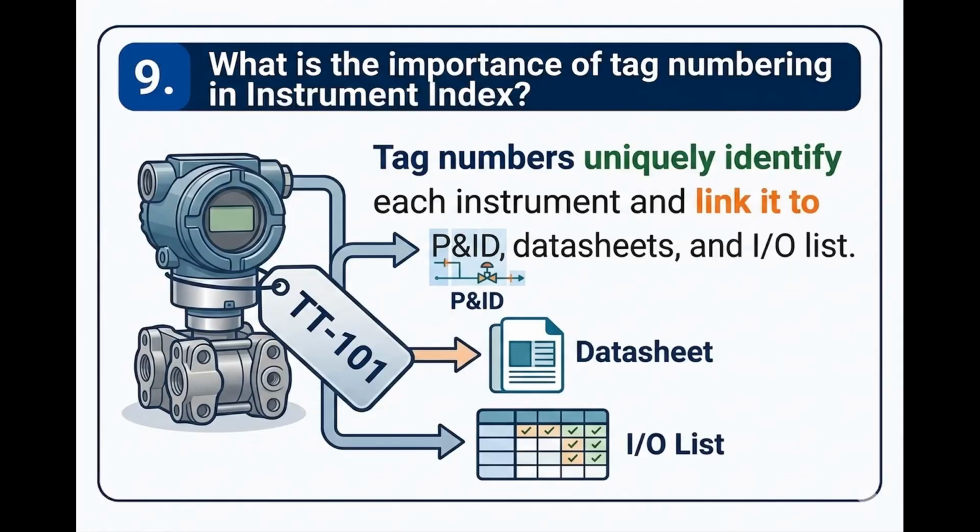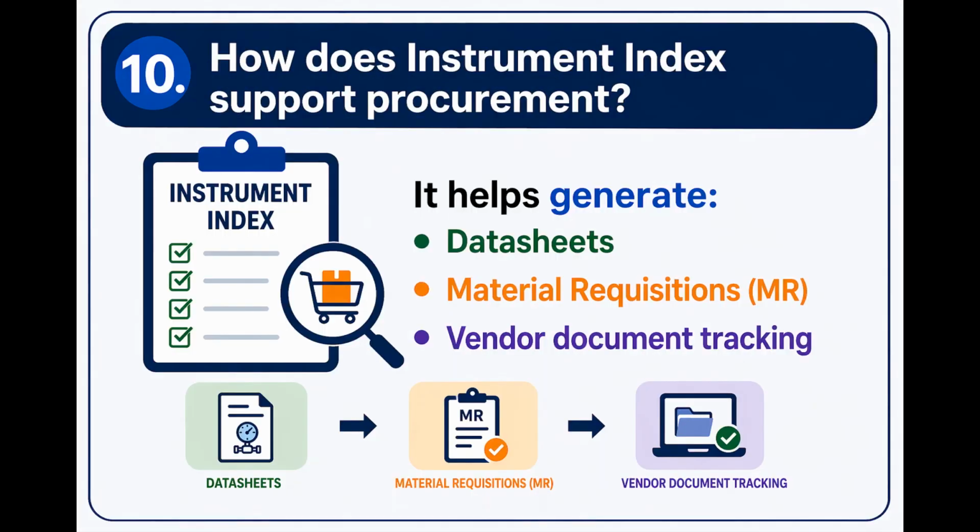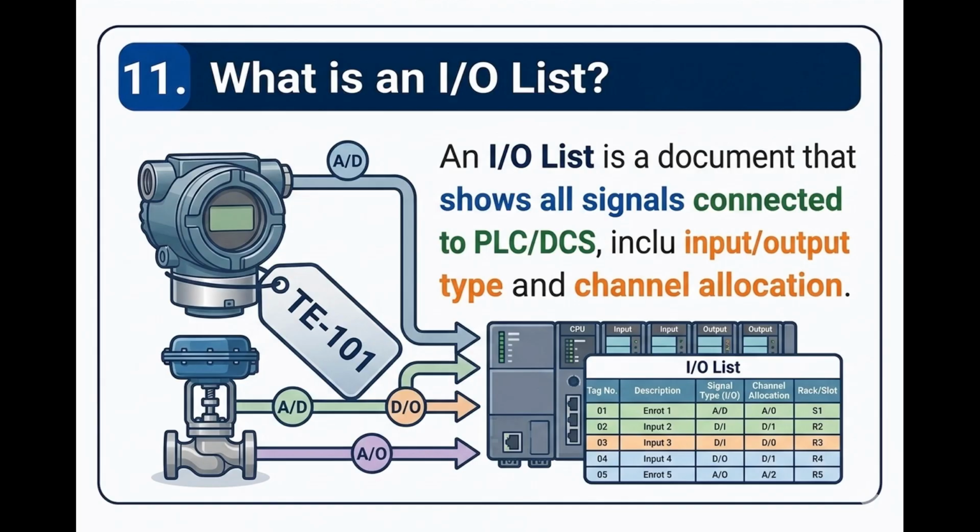What is the importance of tag numbering in instrument index? Tag numbers uniquely identify each instrument and link it to P&ID, datasheets, and I/O list. How does instrument index support procurement? It helps generate datasheets, material requisitions, MR, vendor document tracking. What is an I/O list? An I/O list is a document that shows all signals connected to PLC DCS, including input-output type and channel allocation.